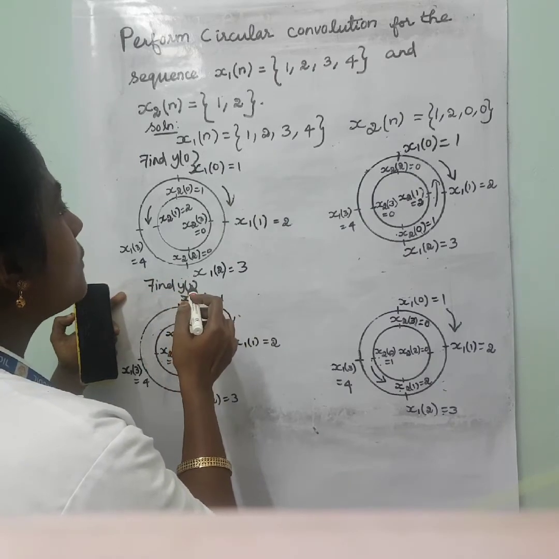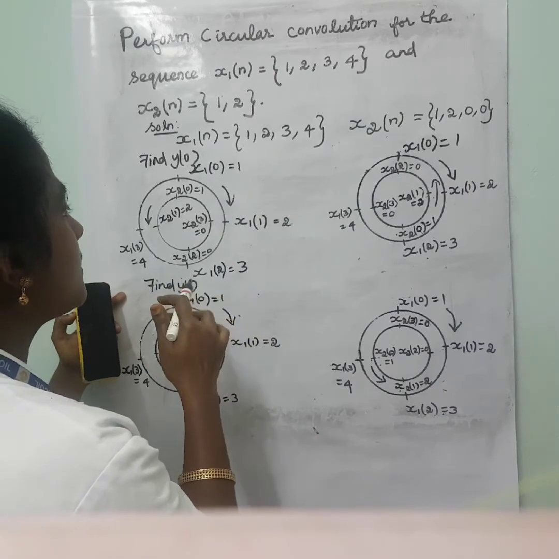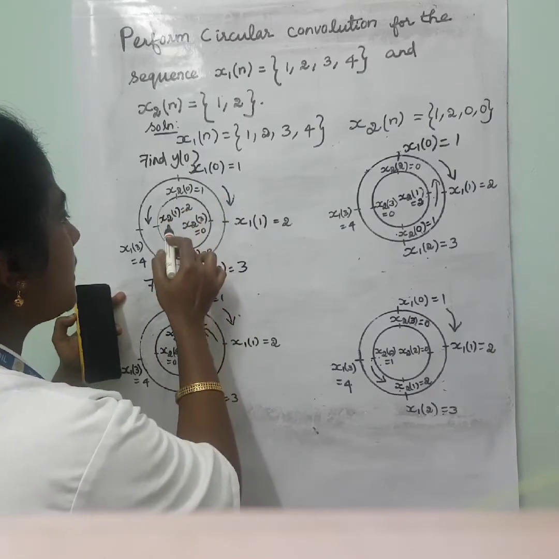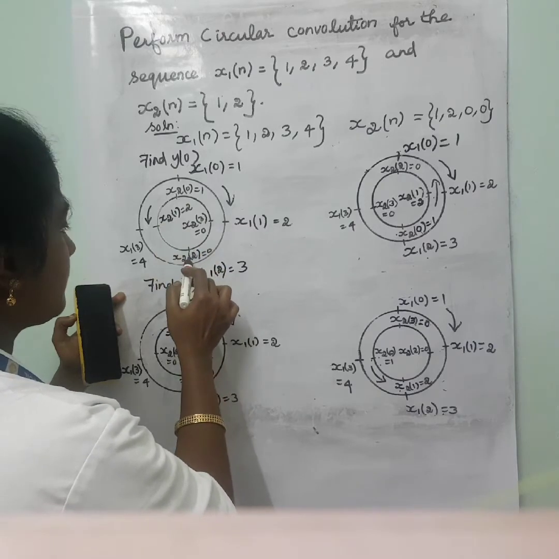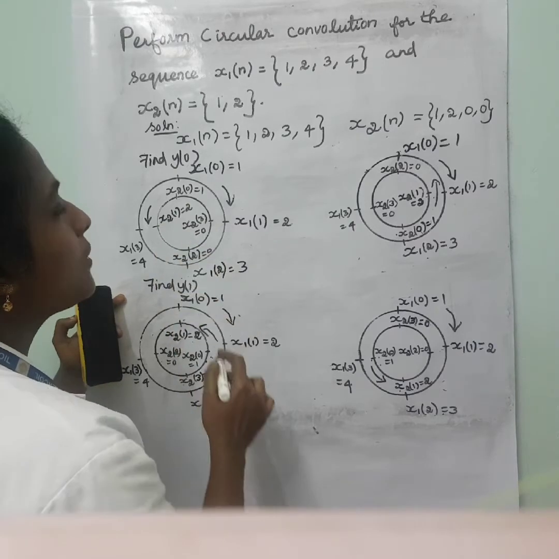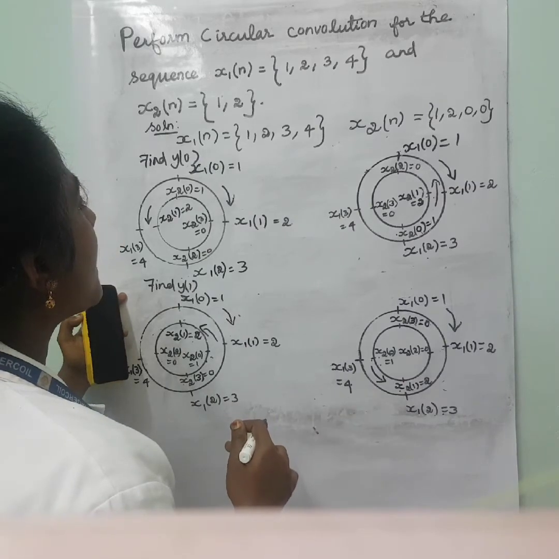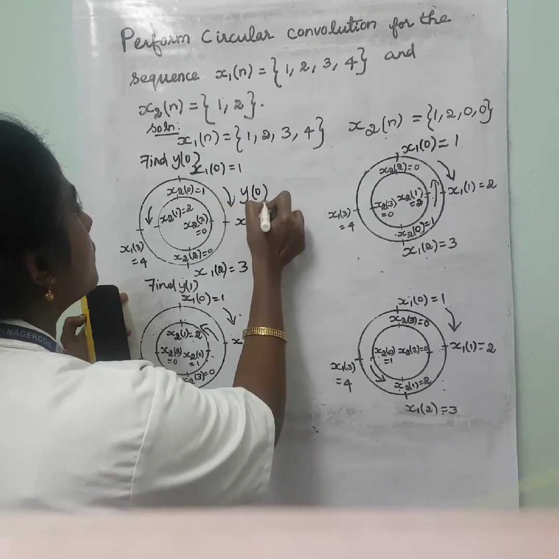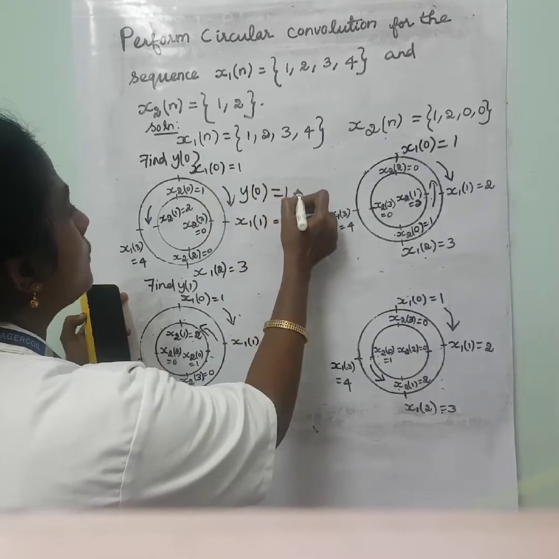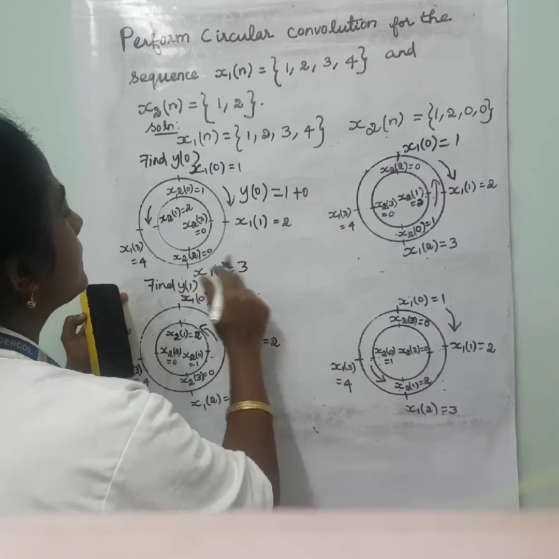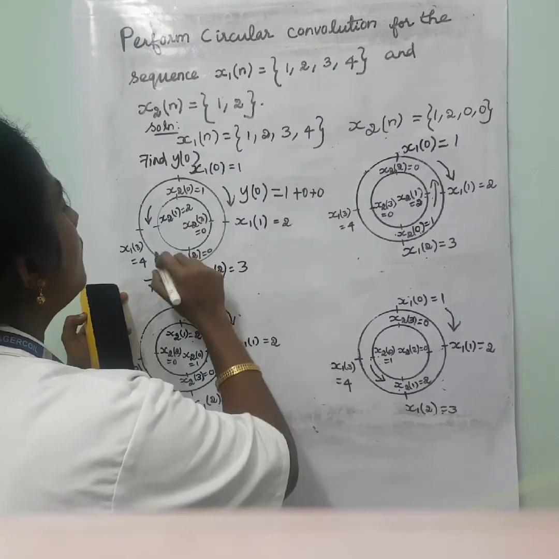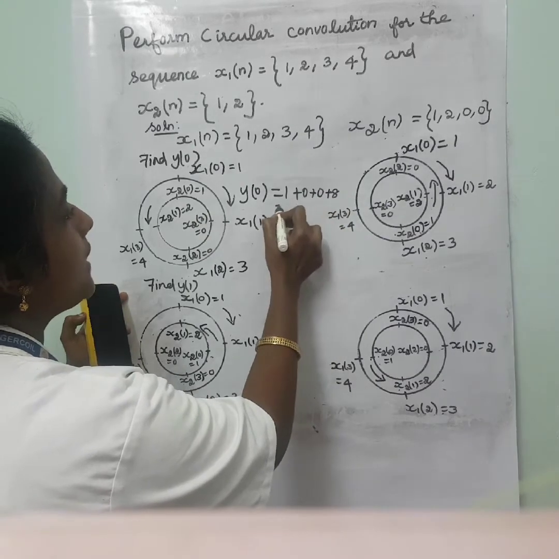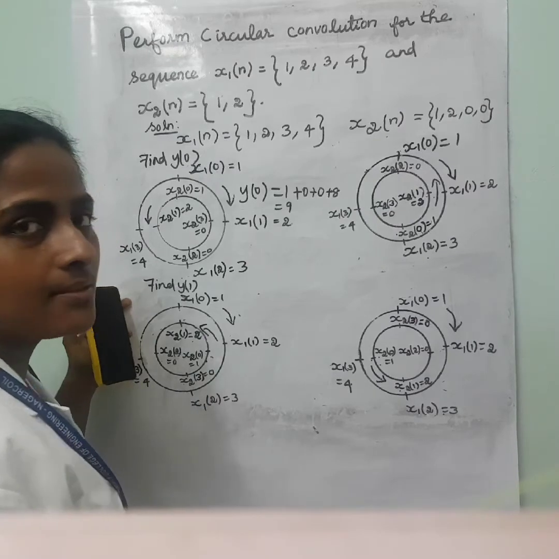And in the inner circle, the x2 of n sequence values should be plotted in anti-clockwise direction, like this: x2 of 0, x2 of 3, x2 of 2, x2 of 1. Now multiply the corresponding values to get y of 0. So y of 0 is equal to 1 into 1 is 1, 2 into 0 is 0, 3 into 0 is 0, 4 into 2 is 8. So 8 plus 1, 9. So y of 0 value is 9.